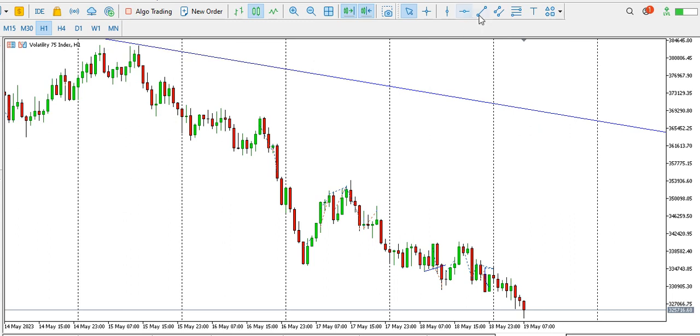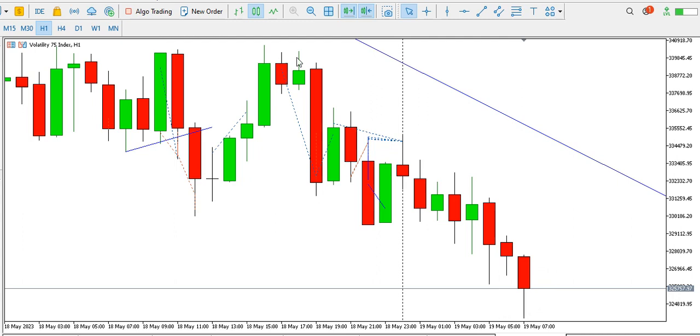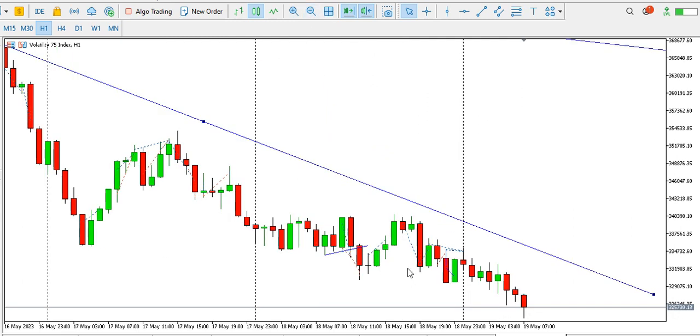Okay, looking at V75 on the 1-hour time frame. Look at what we have here. This descending trend line is dropping. You can see V75 breaking structures to the downside. So just be cautious of the retracement.